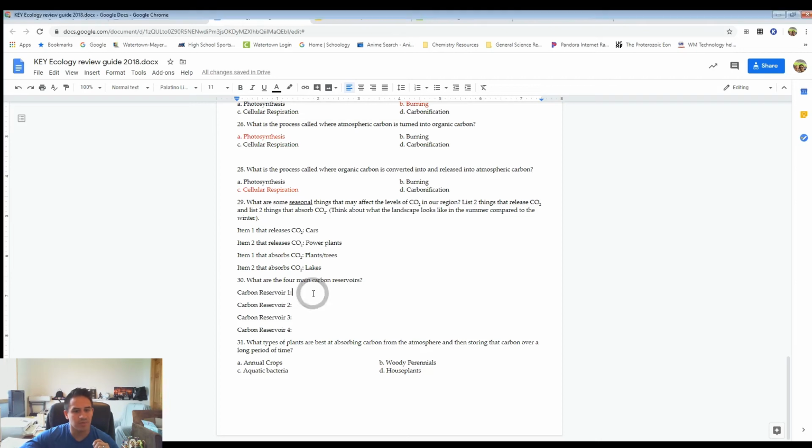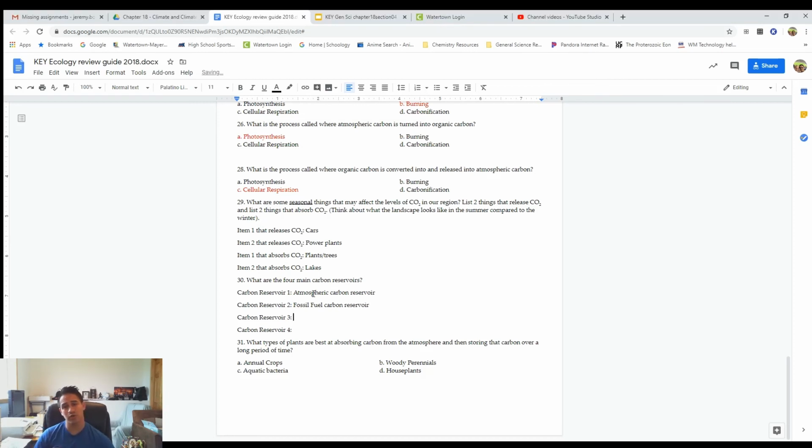All right, number 30, what are the 4 main carbon reservoirs? So the carbon reservoirs are the locations or the places where we find most of the carbon on planet Earth. There were 4. The first one was the atmosphere, so we can say atmospheric carbon reservoir. The second one was the fossil fuel carbon reservoir. So we find a lot of carbon locked away as fossil fuels.